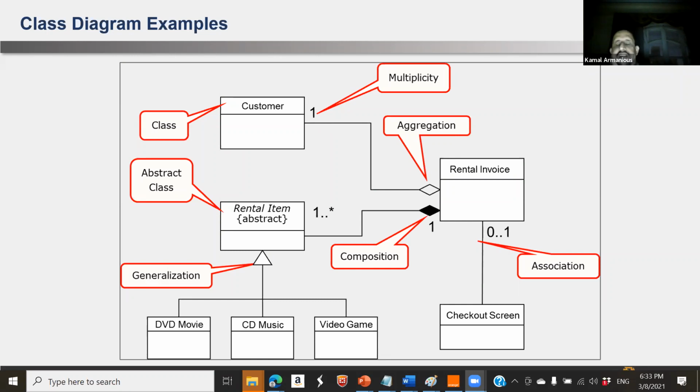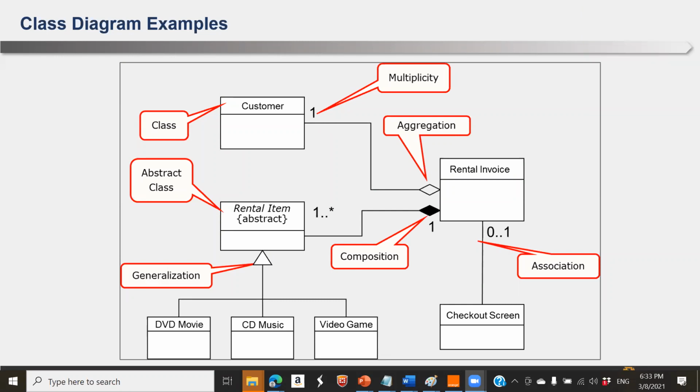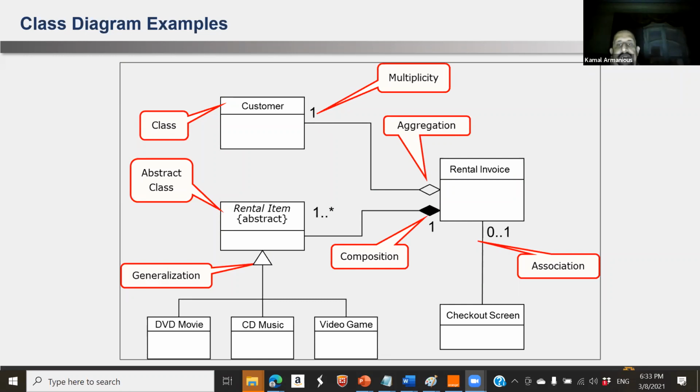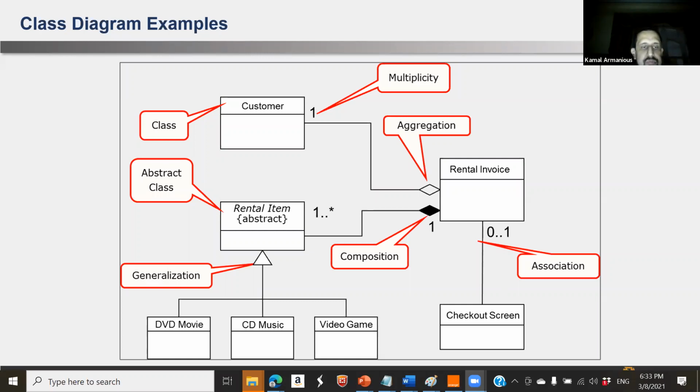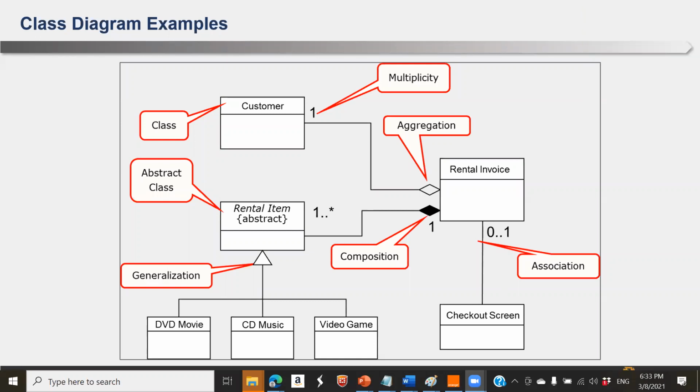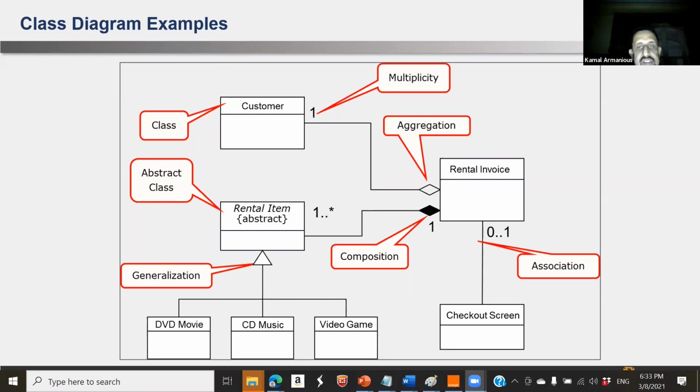So, how many classes are in this diagram? The rental, the customer, 1, 2, 3, 4. Do you mean classes in general, or the child and the parent? How many? No, in general. 7. Say 4, 5, 6, 7.